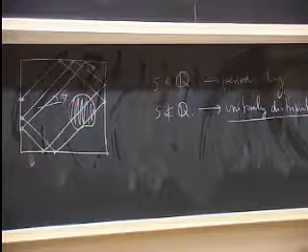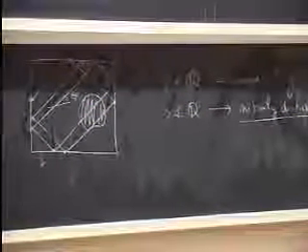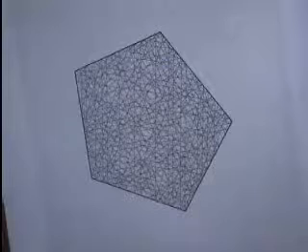So for example, what happens with billiards in a pentagon? Here's a picture of a long billiard path in a pentagon. It doesn't appear to be periodic. Is it in fact evenly distributed in this pentagonal region?